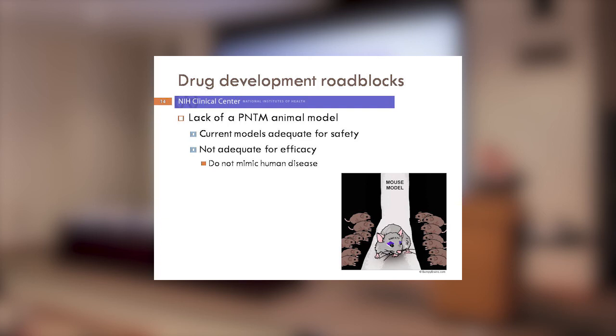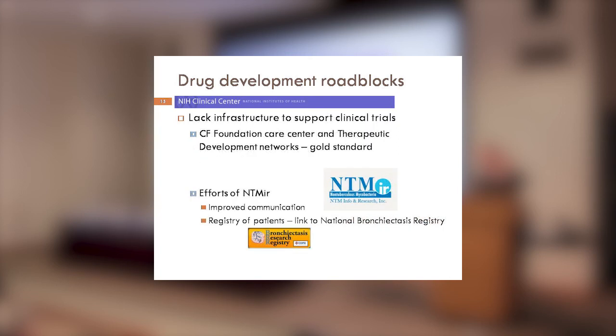So I think we need to focus on developing current models that are adequate for safety assessment of these drugs. We need to find models that are adequate for evaluating efficacy of the drug, and to find models that mimic human disease. And I think there's some progress being made on this front by researchers at the University of Colorado and potentially at the University of North Carolina as well.